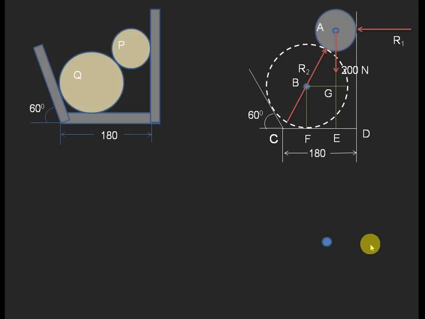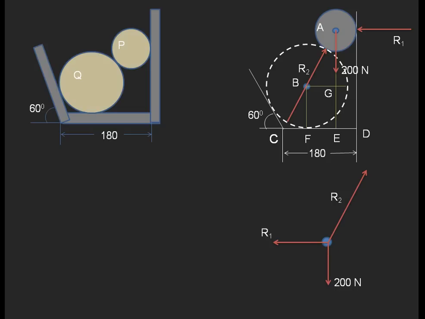Next, I am considering the sphere P, so I have taken this center point here. I have represented the R1 direction from this center point, next the R2 direction from this center point, and the weight of the sphere, which also acts vertically downwards, 200 newtons. From this point you need to represent the vertically downward direction, 200 newtons. This is the way of representing the three forces acting on the ball, that is sphere P.